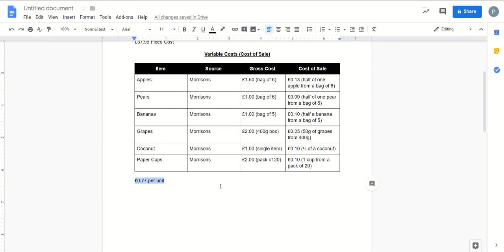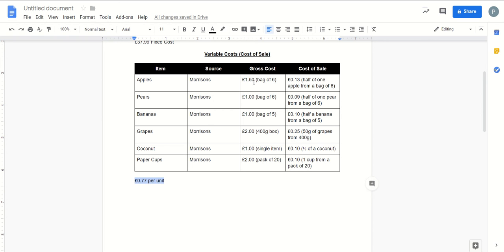How have I come up with that figure? Well, let's look at the apples. I've got a £1.50 bag of apples, and there's 6 apples in there. Now, I'm using only half an apple per smoothie. I'm using half a pear per smoothie, half a banana, etc., and 1 cup to put it all in. So I want to work out how much half of 1 apple costs, add it to how much half a pear costs, add that to how much half a banana costs, etc.